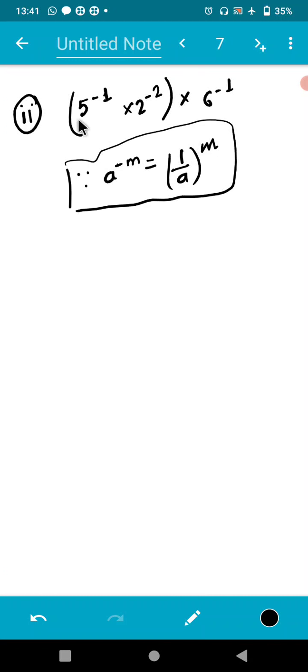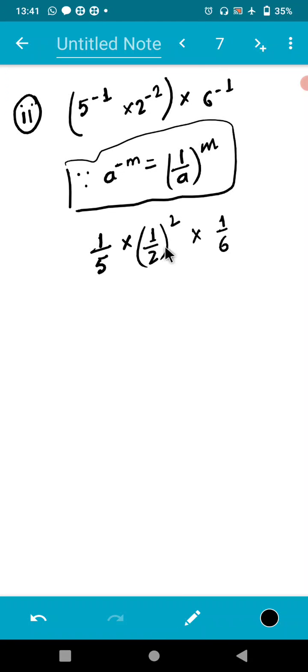So now 5 is having 1 as a negative power. So what is the reciprocal of 5? 1 by 5. Since the power is 1, I am again not writing. 2 to the power minus 2. So what is the reciprocal of 2? 1 by 2. Now we will write it down. Into 6 to the power minus 1. So what is the reciprocal of 6? 1 by 6. Since the power is 1, again I am not writing.